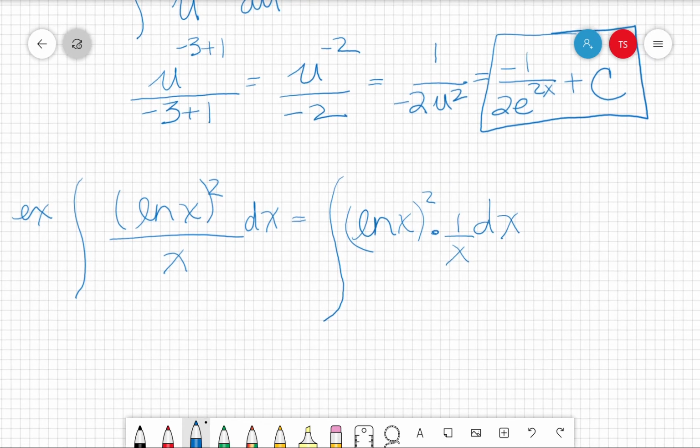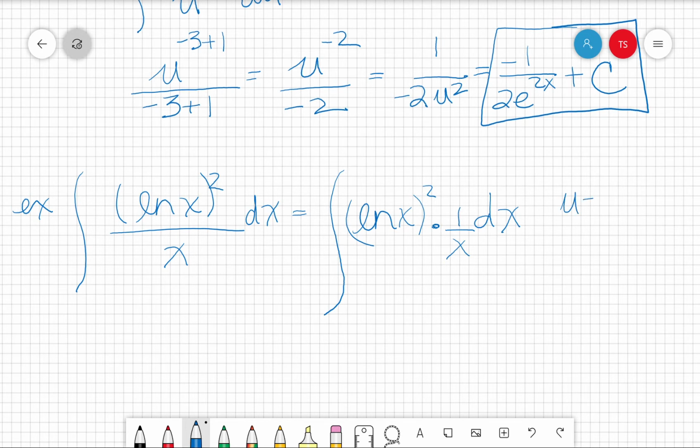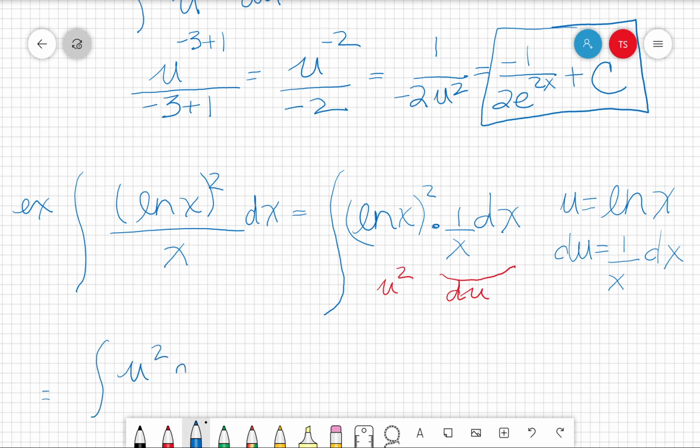Now ln x is inside my grouping symbol, so we'll let u equal ln x. And then du, the derivative of ln x, is 1 over x dx. And we can see that here's my u, so this is my du, and then we have u squared here. So our new integral is the integral of u squared du, and that's 1/3 u cubed plus c. And then the last thing is we're going to substitute what u is: 1/3 (ln x) to the third power plus c.